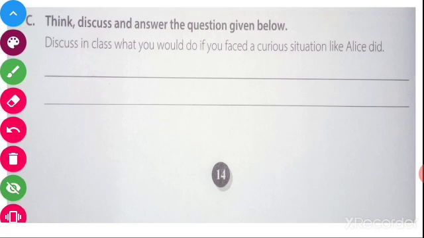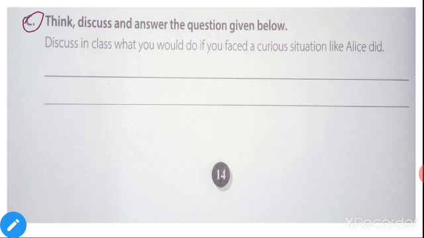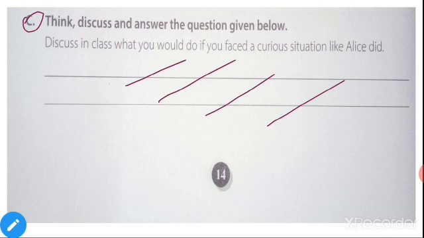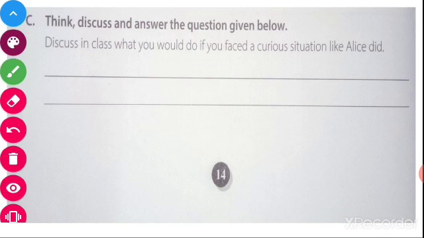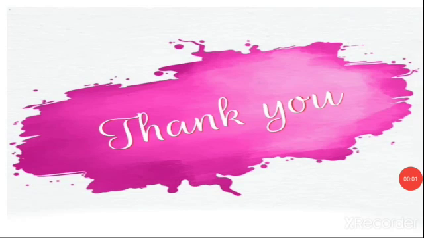Okay, and then next, exercise C, think, discuss and answer the question given below. So here question for you, discuss in class what you would do if you faced a curious situation like Alice did. Okay, here you want to write your own answers here. Okay, children, your question is what you would do if you faced a curious situation like Alice did. Okay, so write neatly. Children, write neatly all the exercises.